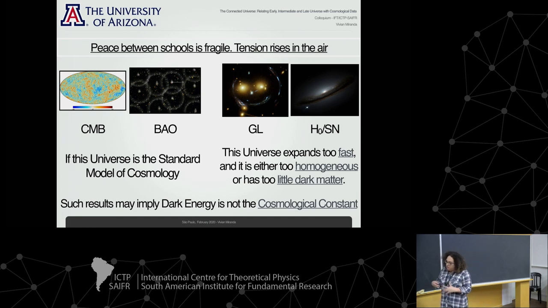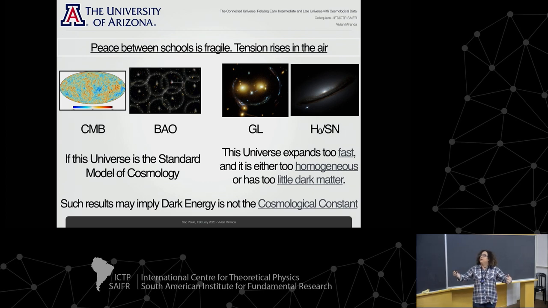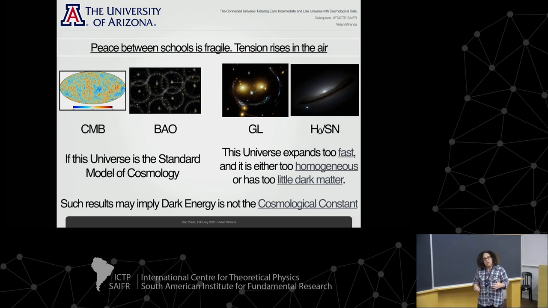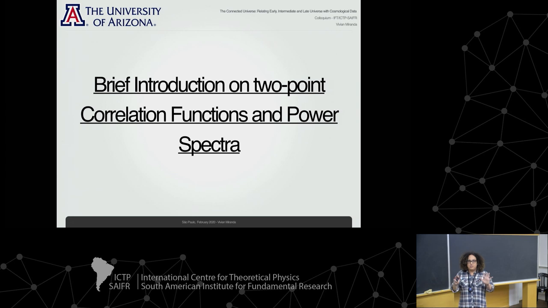And for a lot of years, we thought that these results could basically imply that dark energy, which is this component that is accelerating the universe today, is not given by the cosmological constant, which is what the standard model assumes. What I want to show is that before we conclude that, we have to be a little bit more careful, and we have to understand what happens before dark energy arises.